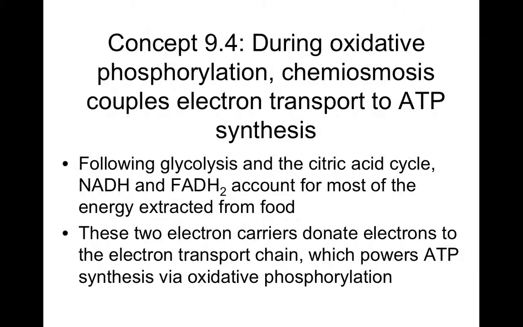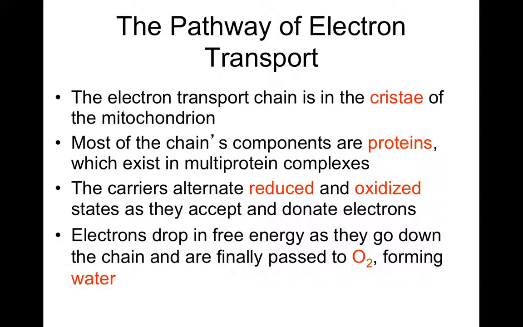Remember that we have 10 NADH molecules and 2 FADH2 molecules. These 2 electron carriers will then donate their electrons to the electron transport chain, which will power the ATP synthesis during oxidative phosphorylation. The electron transport chain is located in the cristae of the mitochondria. The cristae is another name for the infolds of the inner membrane of the mitochondria.